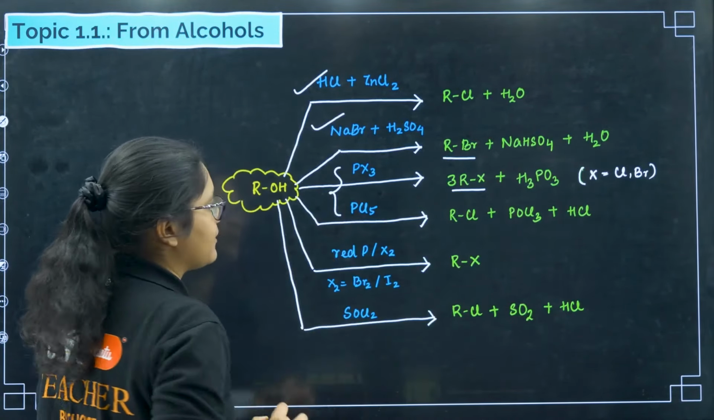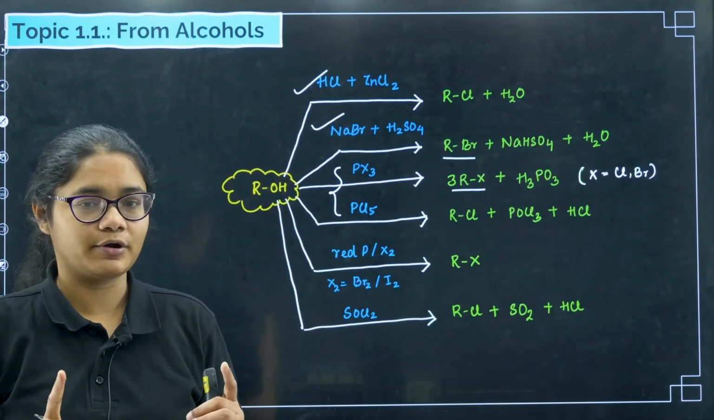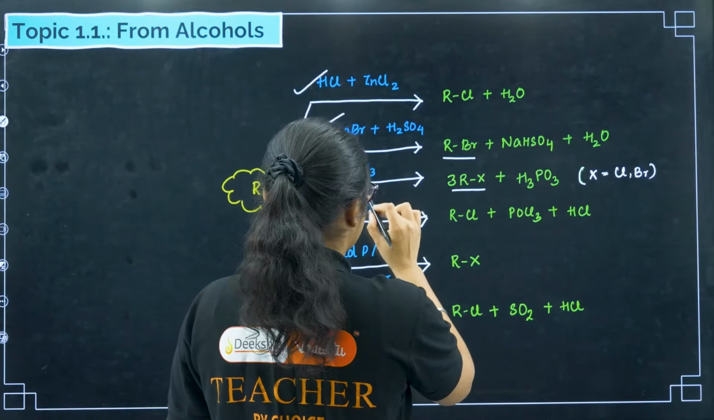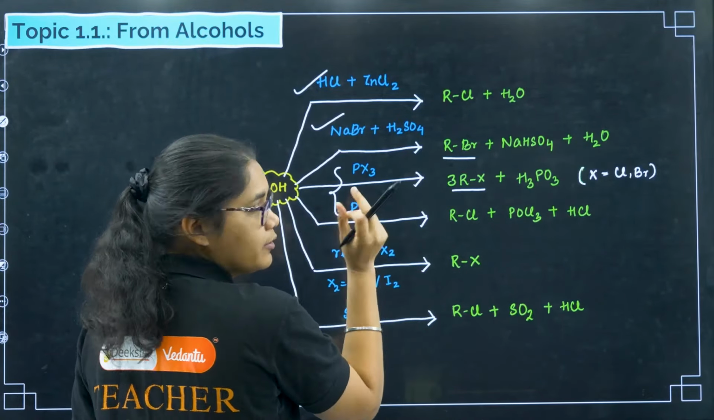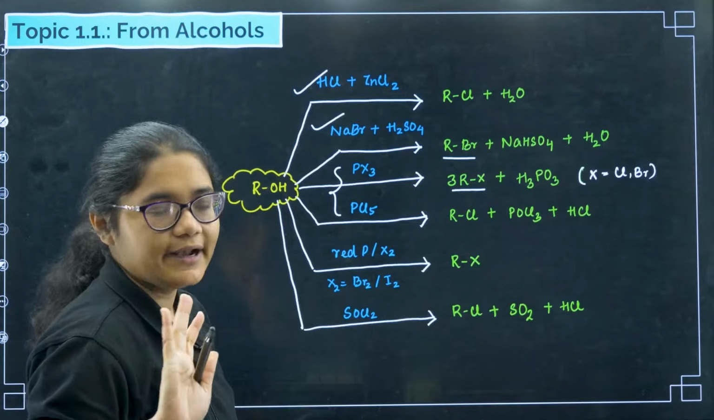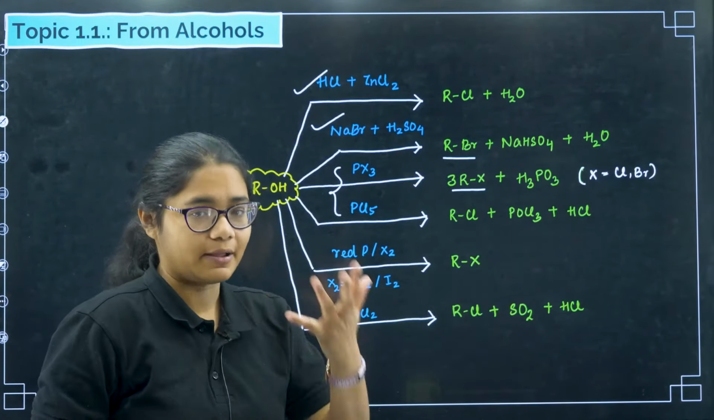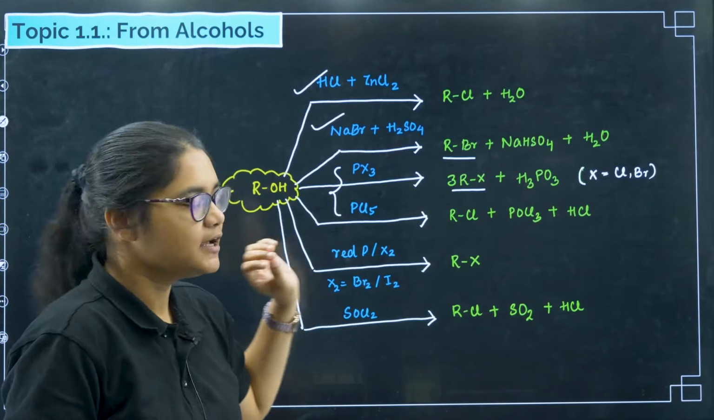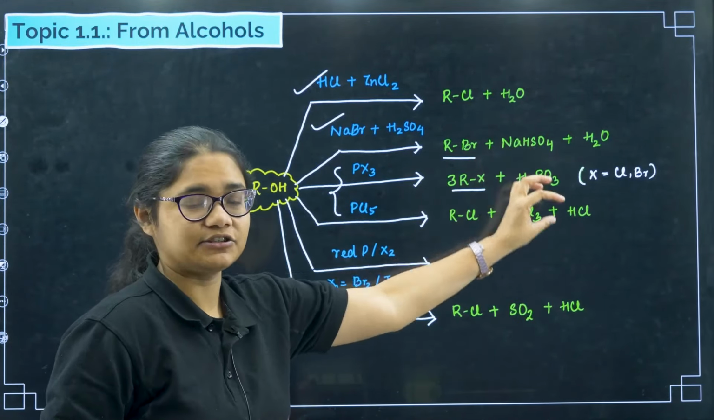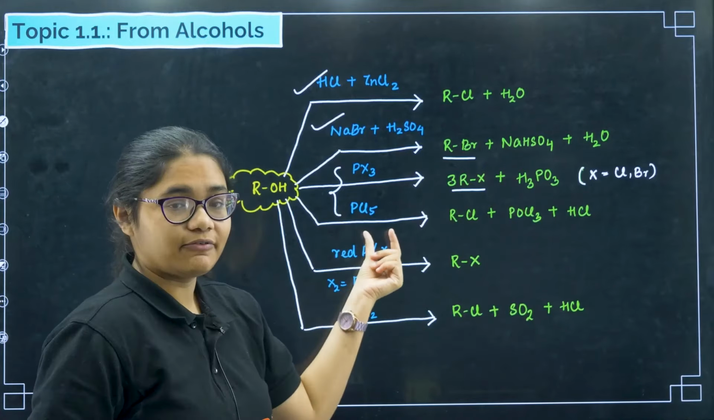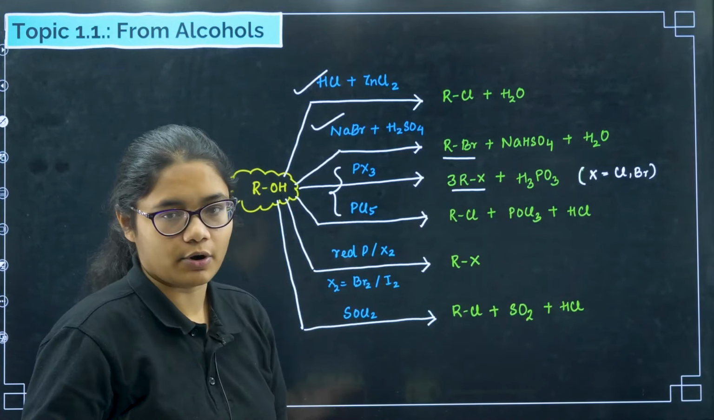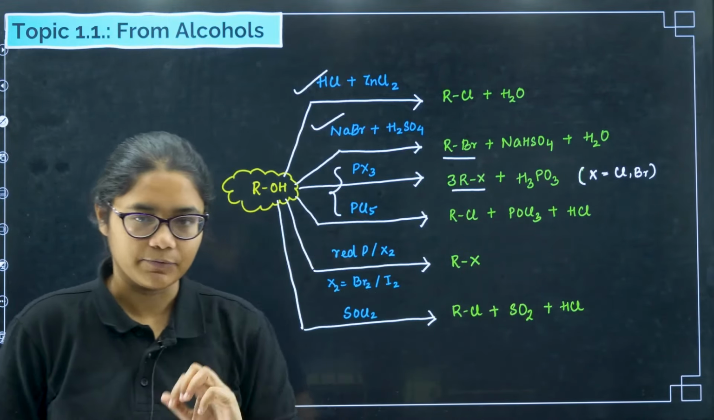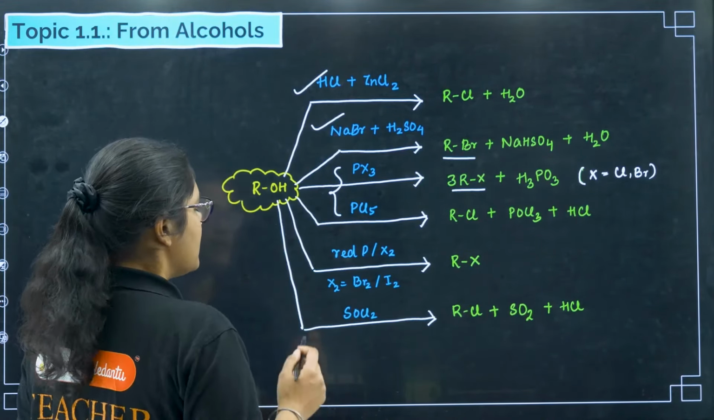Here in PX3 and PCl5, please remember the byproducts. Questions can be asked from byproducts as well. So how will you remember? In PX3, you see this is a small compound. PX3, only 3 X is there, right? So I'll tell you how I am remembering. PX3 is a small compound, so there will be fewer products. One is definitely RX, another is H3PO3. Now PCl5 is a bigger compound, so there will be more products. One is definitely RCl, then we have POCl3 and HCl. So for these two, please remember the byproducts.